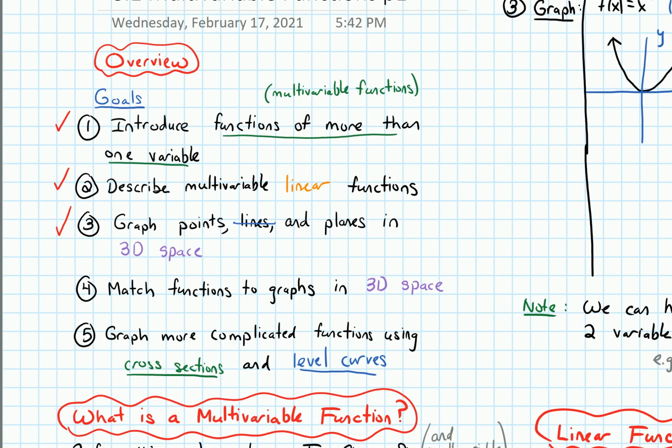So finally, in terms of our goals for this section, I went out of order here a little bit. We've talked about how to graph more complicated functions using cross-sections and level curves. In the next video, we'll do an example where we tie in all of these concepts. It'll be a matching question where I'll give you a list of functions and a few graphs, and we have to match which function goes with which graph in 3D space.